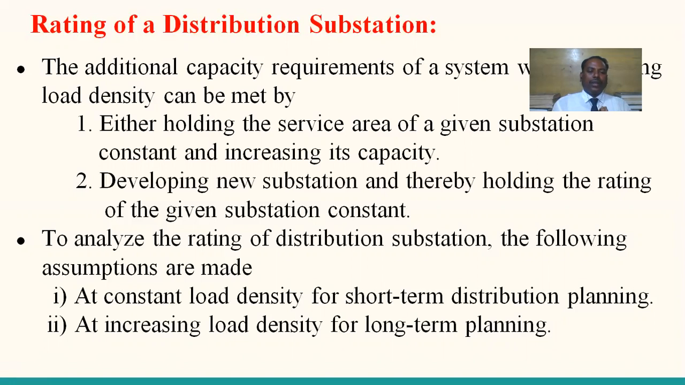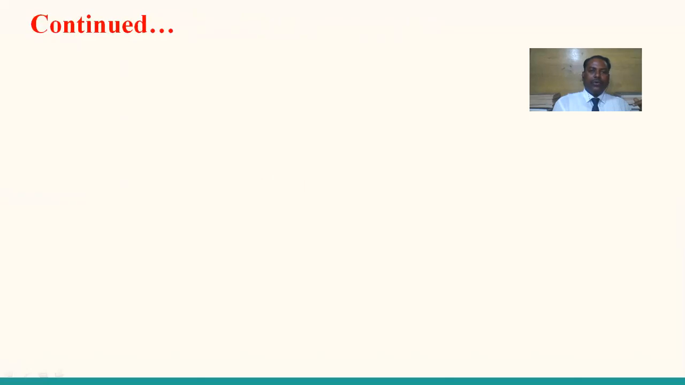So the short-term planning is done by keeping load density constant. Load density here is load per area. Load per area is kept constant and the short-term planning is done. Whereas in long-term planning for over 20 years, the load has to be increasing. You have to assume that the load density is increased and do the long-term planning. So let us see how the rating of the substation is to be adopted.